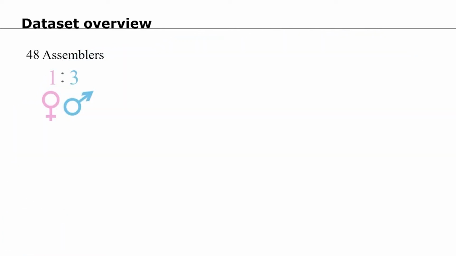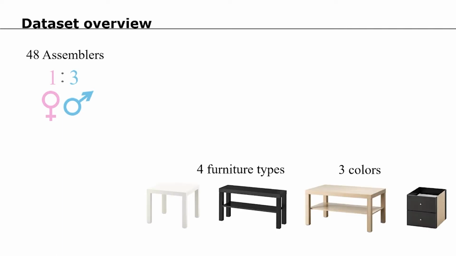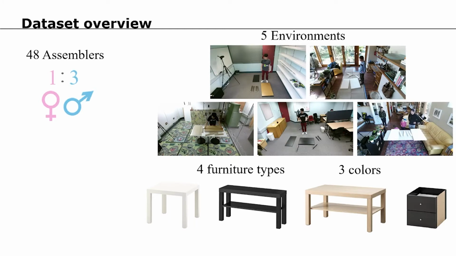Our dataset contains 48 people assembling 4 furniture types in 3 different colors, captured in 5 unique environments and on 2 assembly work surfaces, floor and tabletop. In total, the dataset is composed of 371 assembly videos comprising approximately 3 million frames and 35 hours of footage. We provide a standard environment-based train-test split and a script to create auxiliary splits based on other criteria, like assembler ID, actions, and environments.